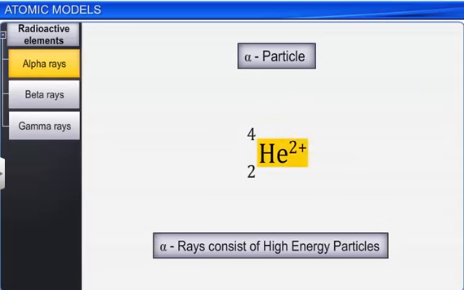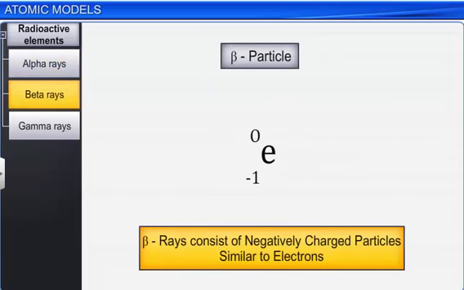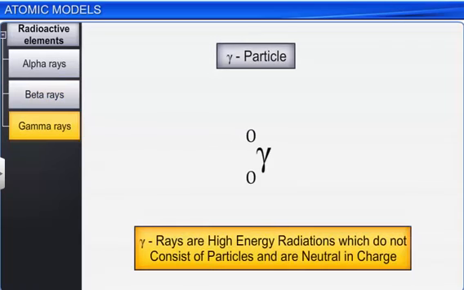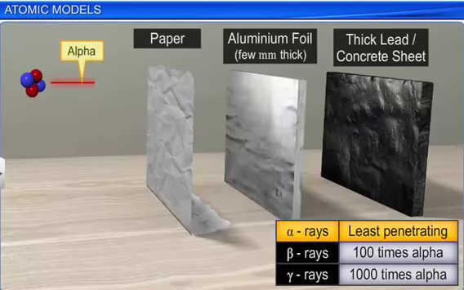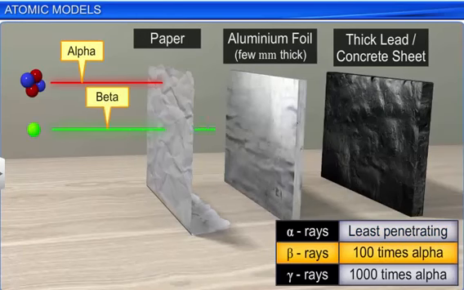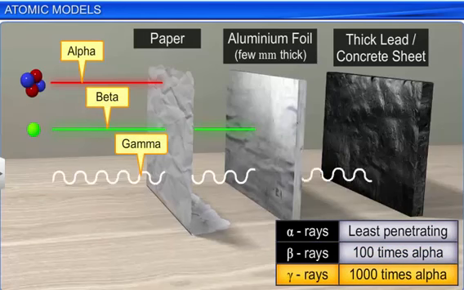The beta rays are negatively charged particles similar to electrons. And the gamma rays are high-energy radiations like X-rays. Unlike alpha and beta rays, gamma rays do not contain particles and are neutral in nature. The alpha particles have the least penetrating power among the three. The penetrating power of beta particles is nearly 100 times and the penetrating power of gamma rays is 1000 times more than that of the alpha particles.